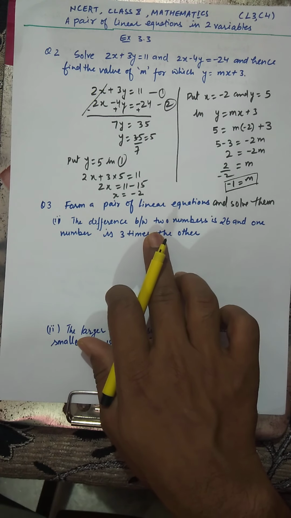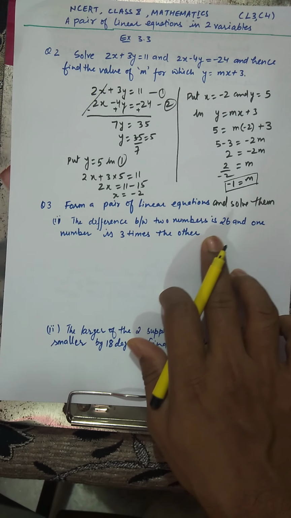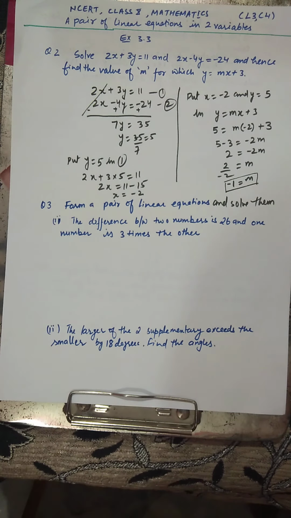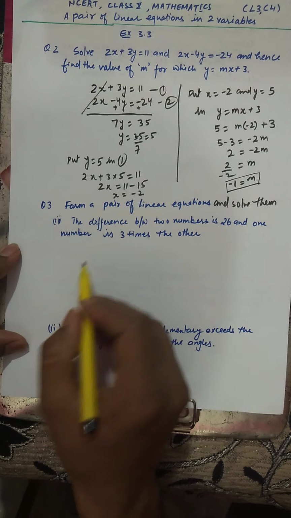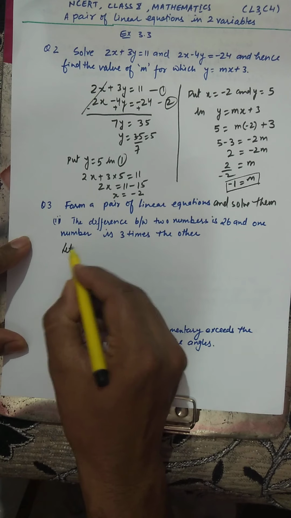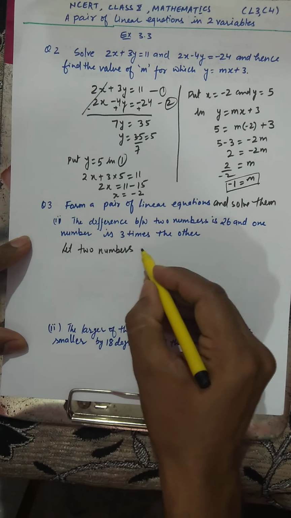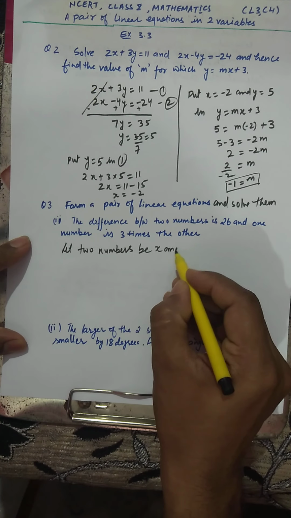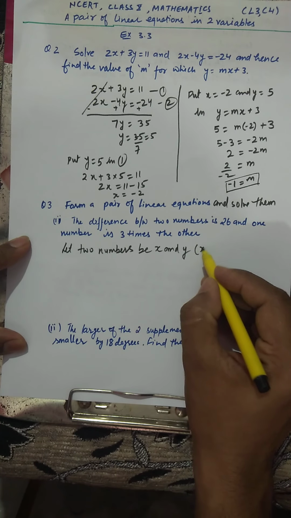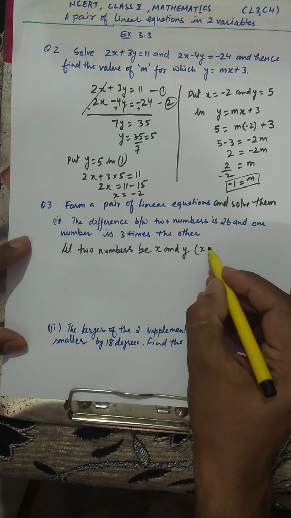The difference between two numbers is 26 and one number is 3 times the other. So it means there are two numbers. So let the two numbers be x and y, but also please remember that x must be greater than y. You have assumed this in the beginning. So according to the question, the difference between two numbers is 26. So it means that x minus y equal to 26.